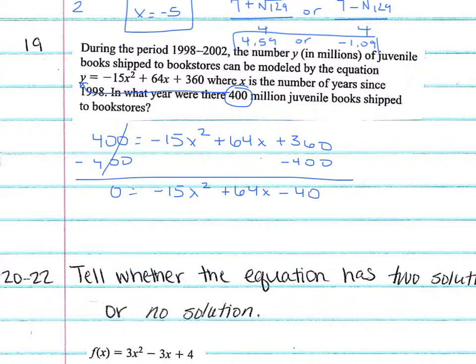And after plugging this into a graphing calculator, I see that it crosses the x-axis at about 3.5. But when the question is asking in what year were there 400 million juvenile books shipped, that would be in the third year. So that would be 1998 is 0, 99 is 1, 2000 is 2, and then 2001 is 3. And so our answer for that one will be in the year 2001.